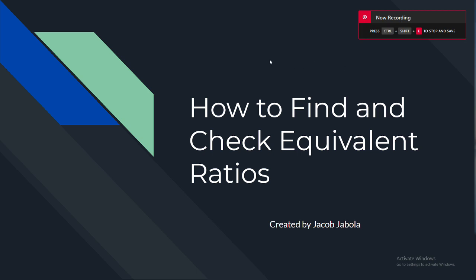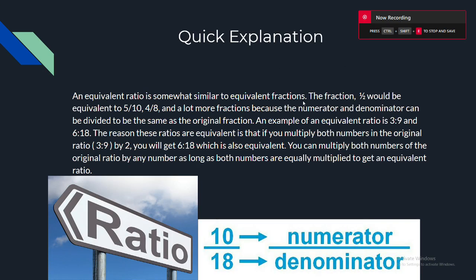Want to find and check equivalent ratios. An equivalent ratio is somewhat similar to equivalent fractions. A fraction, 1/2, would be equivalent to 5/10 and 4/8 and a lot more fractions because the numerator and denominator can be divided to be the same as the original fraction.